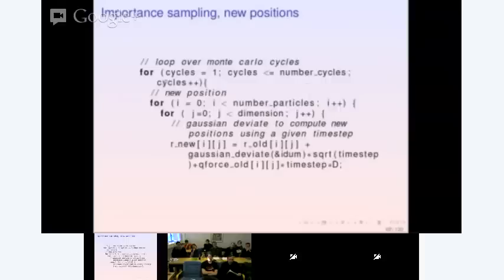Then I have a loop now over the Monte Carlo cycles, as you see on the top here. I run over the number of particles and the dimensions. And then I compute now the new position. So I compute the position for all the particles and x, y, and z, in our case, since we're doing a three-dimensional system. So that's the old position times this Gaussian number times the square root of the time step plus the quantum force. And then there's a diffusion constant, which is actually equal to 1/2 when we do quantum mechanics.